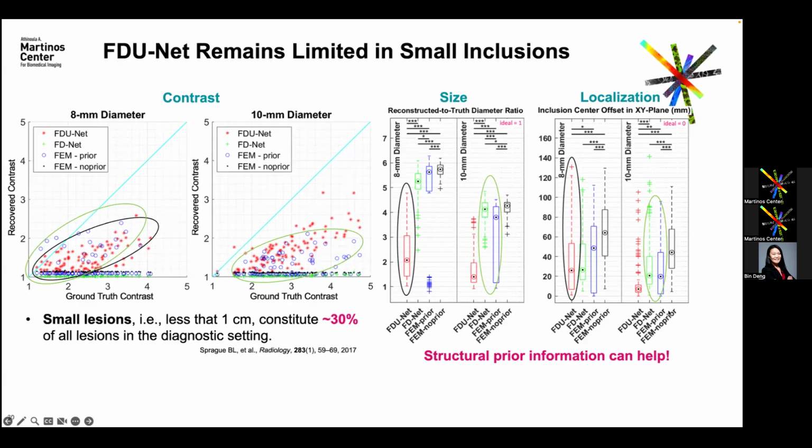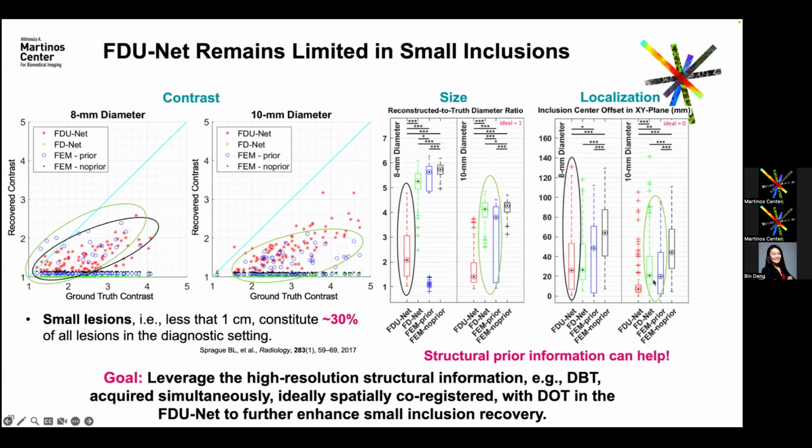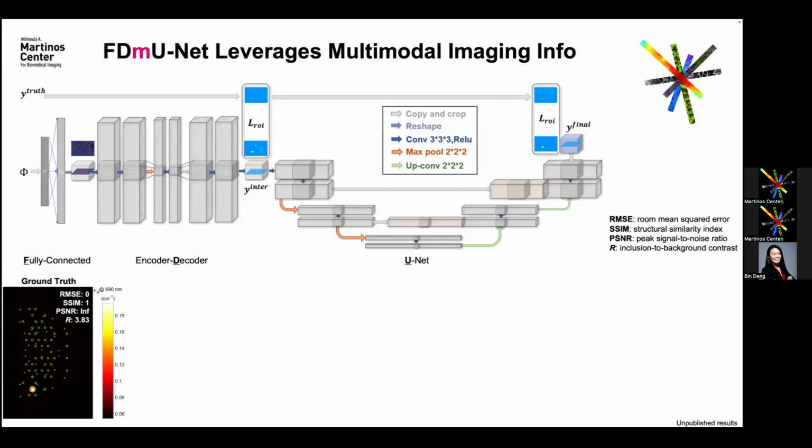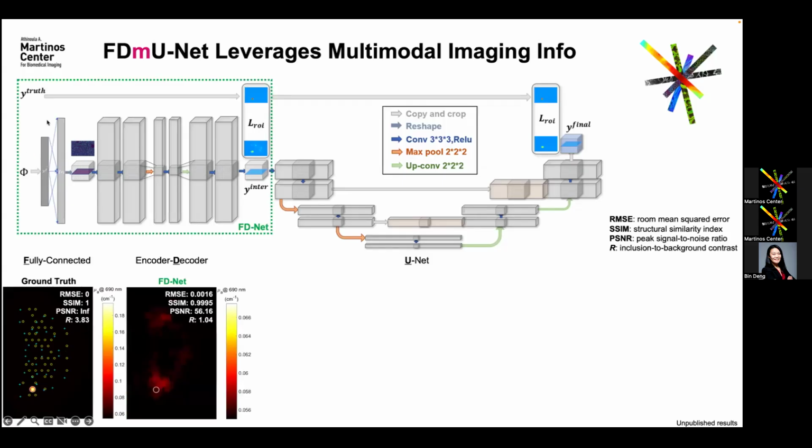But we can see here, as I mentioned earlier, prior guidance can really help even with the conventional method. So our next goal is to see whether we can leverage the high resolution structural information for this purpose in our FDUNet. I'll use a sample case here. This is an 8 millimeter diameter inclusion, the smallest size we tested, with a relatively high inclusion to background contrast ratio. With only the fully connected layers and the autoencoder, we get the ballpark where the abnormality is, but the contrast recovery is pretty poor.